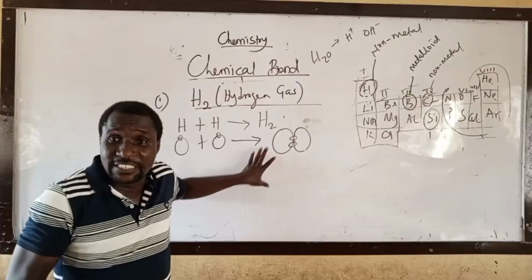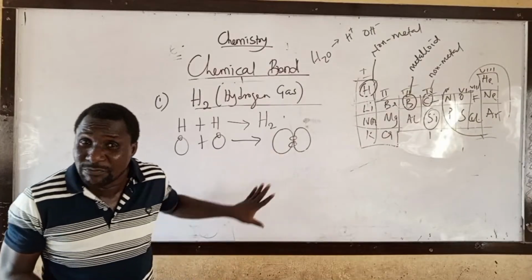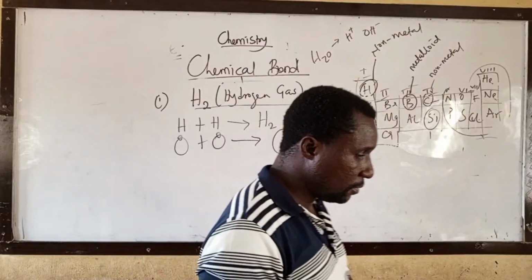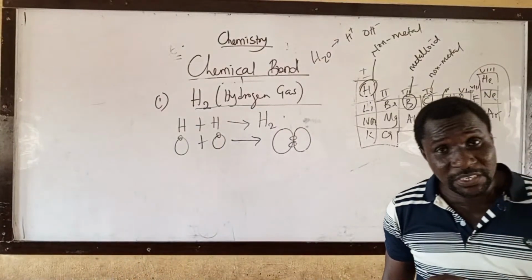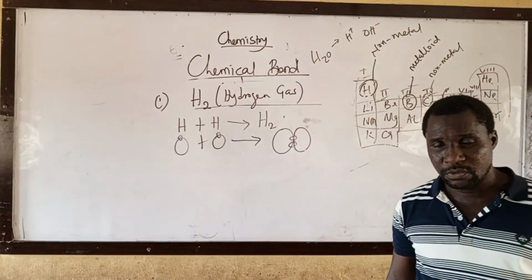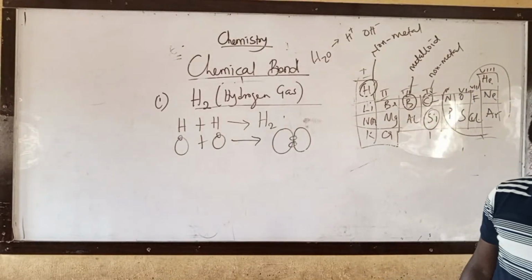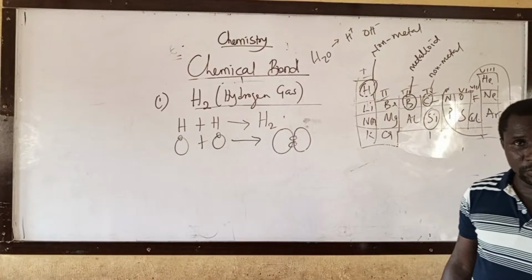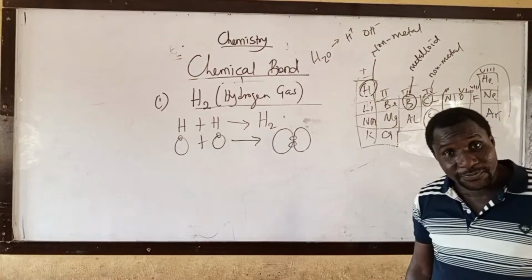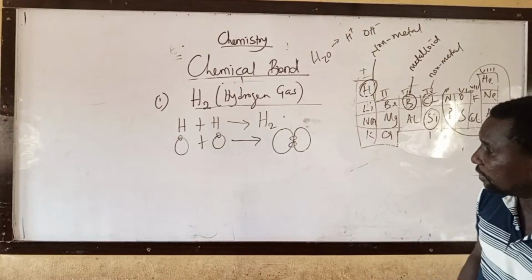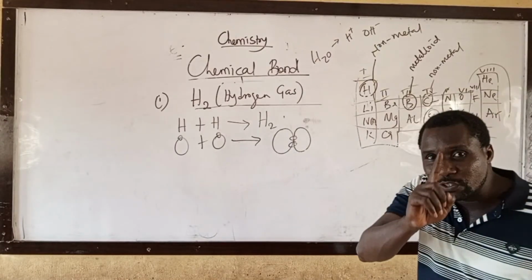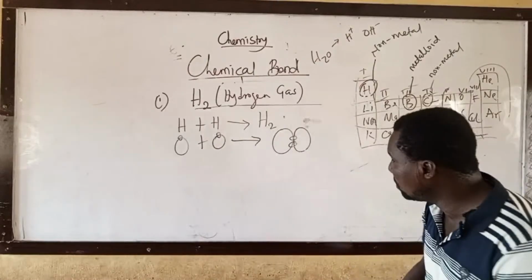If you understand this, you have understood covalent bond. You have to understand. Please. Covalent bond is other than ionic bond, more complex than ionic bond. But it's very simple. Very simple. Take note.